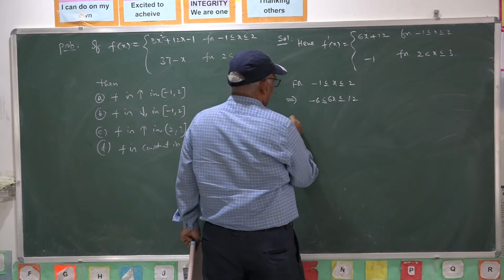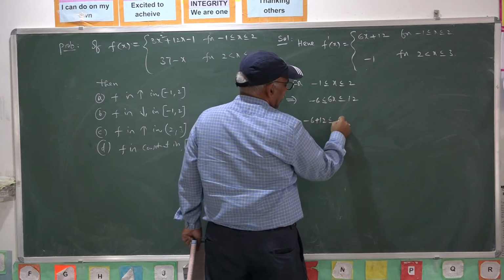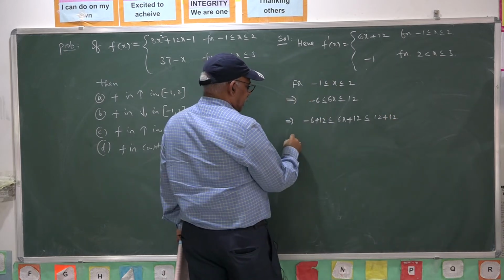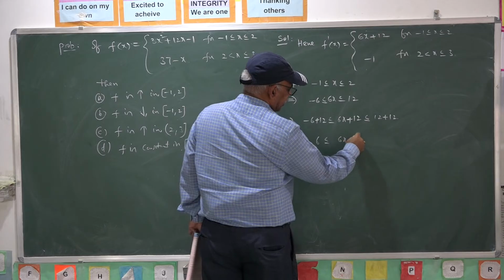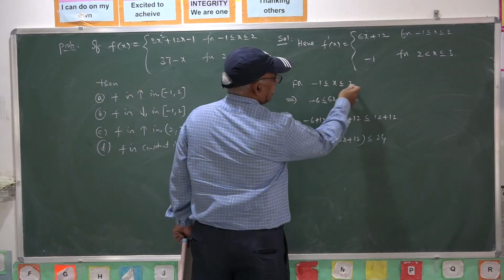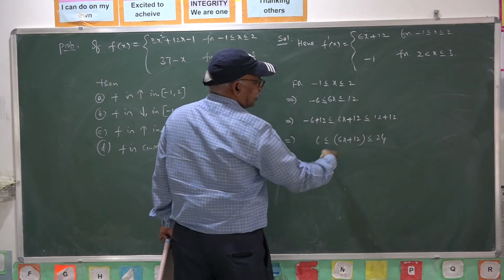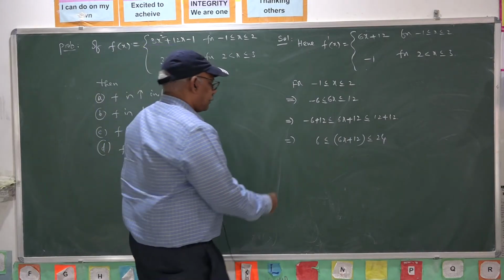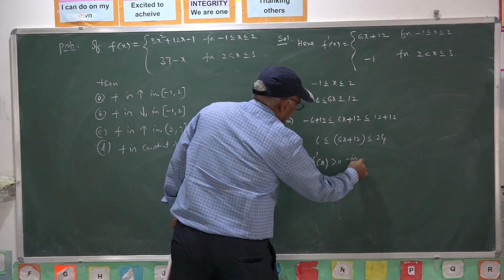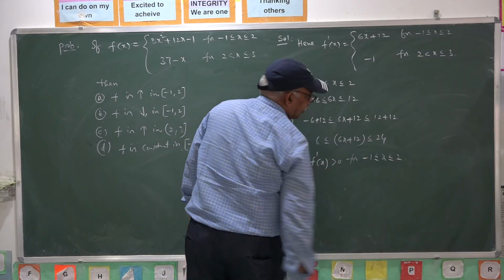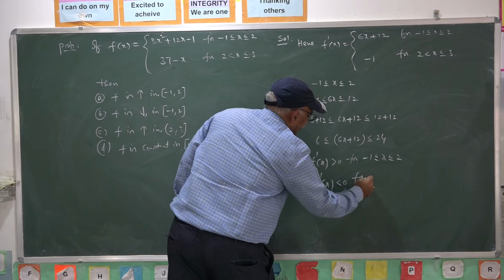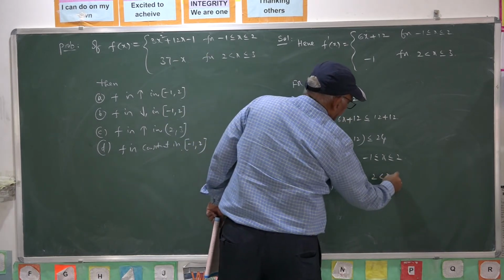Now, 6x plus 12 is obtained by adding 12 throughout the inequality. 12 plus 12, so that 6 is less than or equal to 6x plus 12 is less than or equal to 24. 6x plus 12, whenever x lies between -1 and 2, is f dash x. So, f dash x is positive. Hence, f dash x is positive for -1 is less than or equal to x is less than or equal to 2, and f dash x is negative for 2 is less than x is less than or equal to 3.